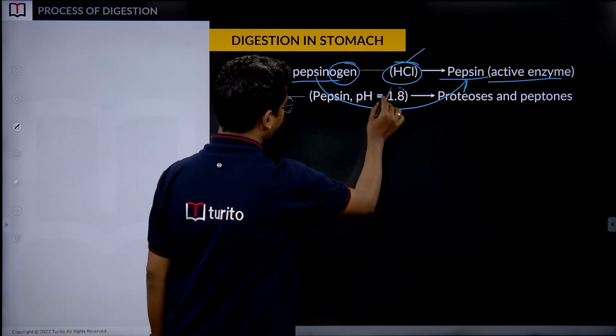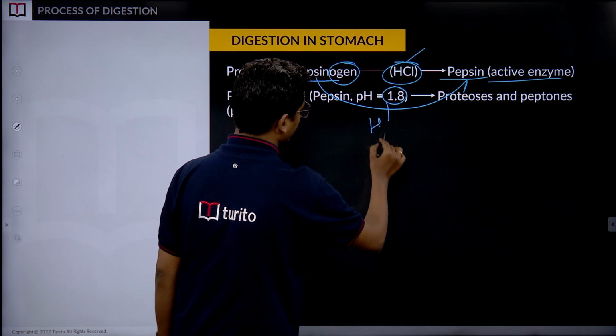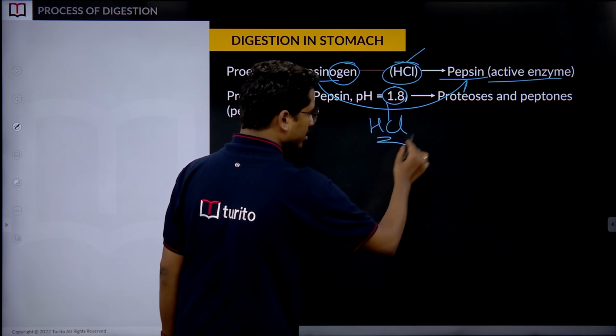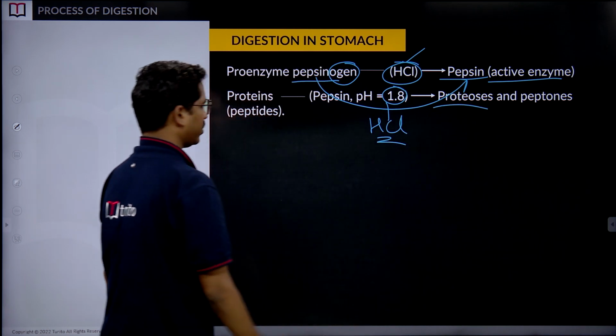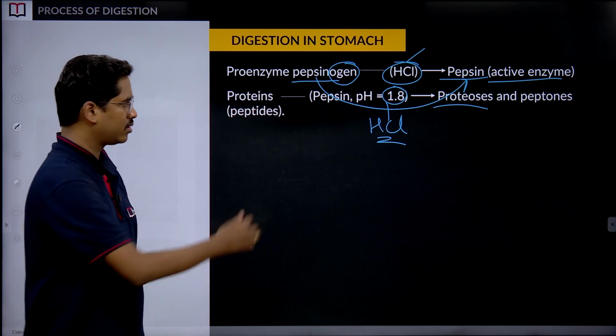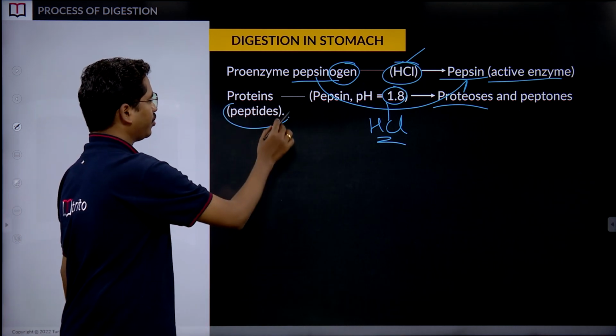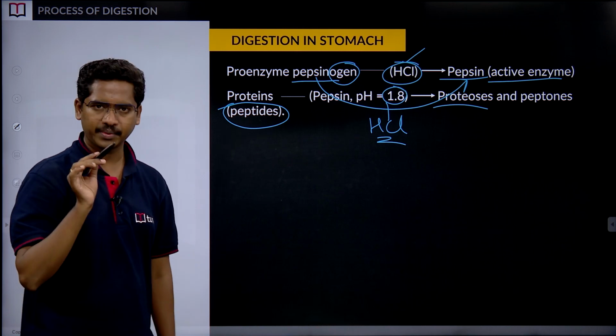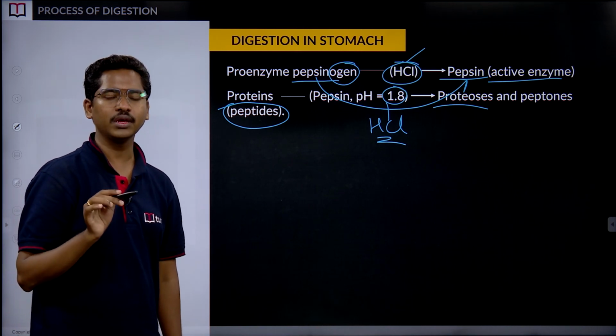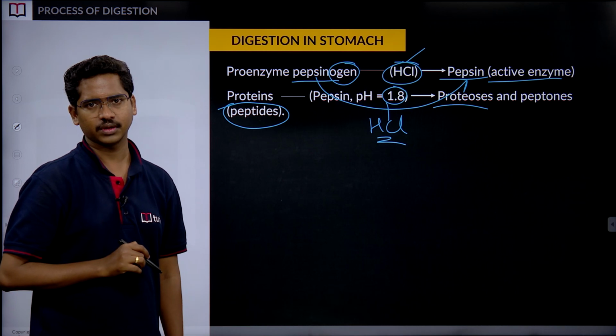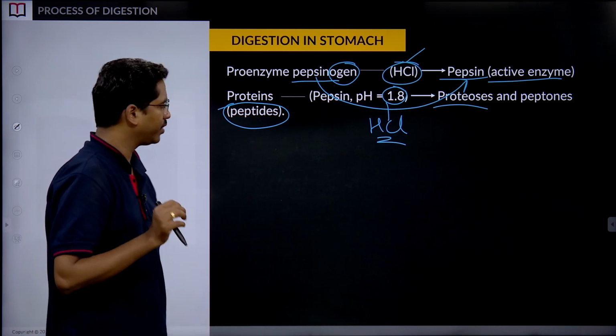Then when the proteins from the bolus get exposed to pepsin at this particular pH, because HCl is present, they are broken down and proteoses and peptones are formed. Peptides are the smaller units of the proteins. So, that is the kind of arrangement we have right now.